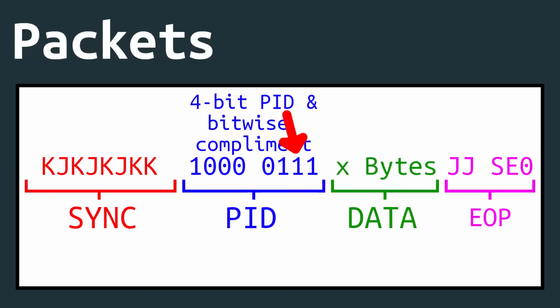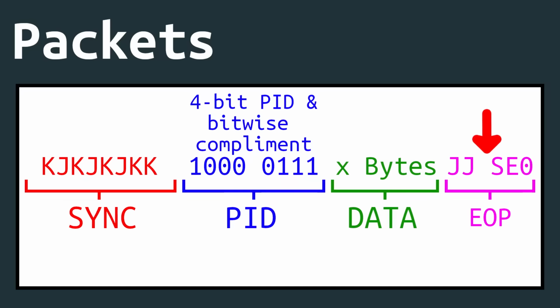Afterwards, we may or may not have some more data depending on what the type of packet is, but more on that in a second. Finally, at the end of the packet, we have an EOP, which stands for end of packet. Each EOP is comprised of a couple of single-ended zeros and a J. And this is the basic structure of every single packet that we will talk about.